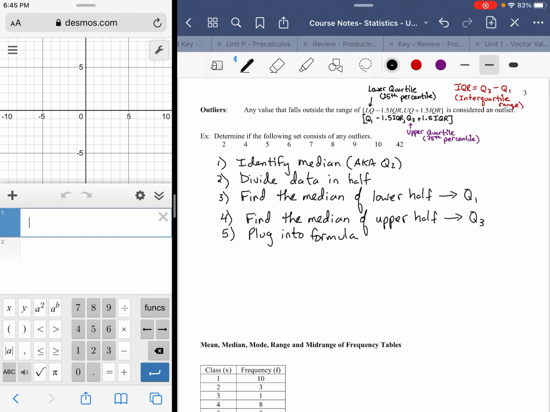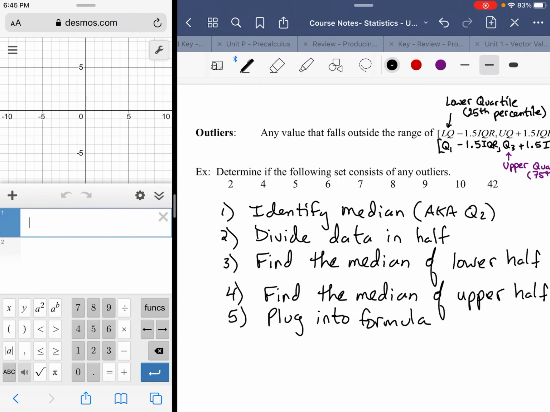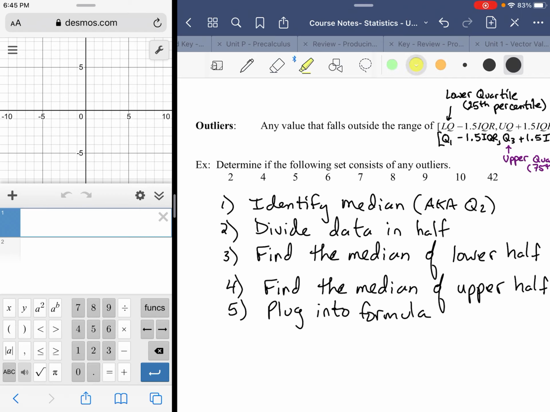Okay, so let's do it. So I got 2, 4, 5, 6, 7, and so on. What I'm going to do here is just what I did on the previous page. I'm going to count inward. So I got these two values. Let's count inward. Whoop, whoop. More whoops. All right, so that gets us to the center value, which is right here at 7.